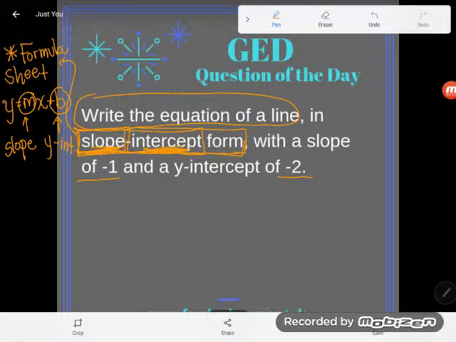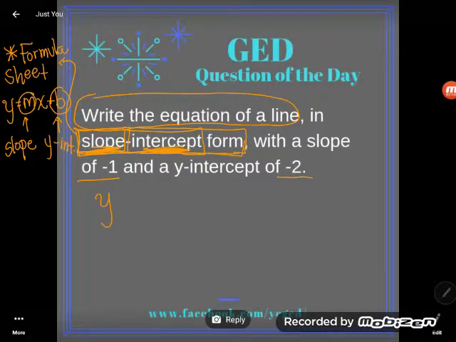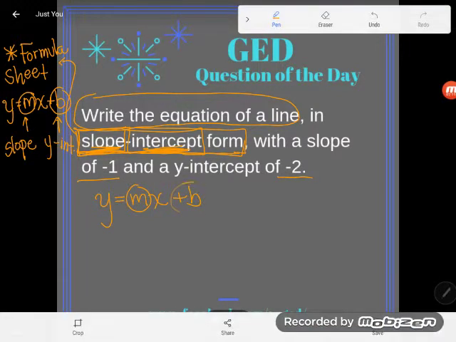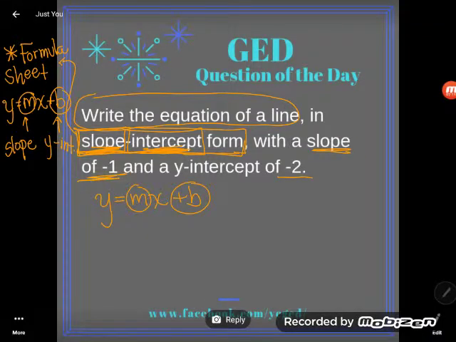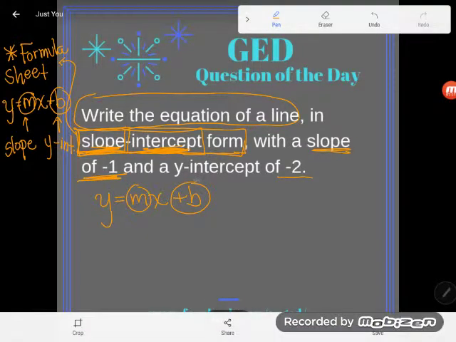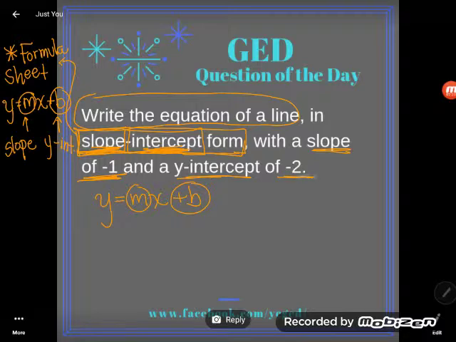Okay, so basically what I need to do is start with the equation of a line and replace my m with the slope of my line and replace the b with my y-intercept. And lucky me, they've told me both of these things. Take a look at what they told me. They told me my slope. They said my slope is -1. And they told me my y-intercept. They said my y-intercept is -2.